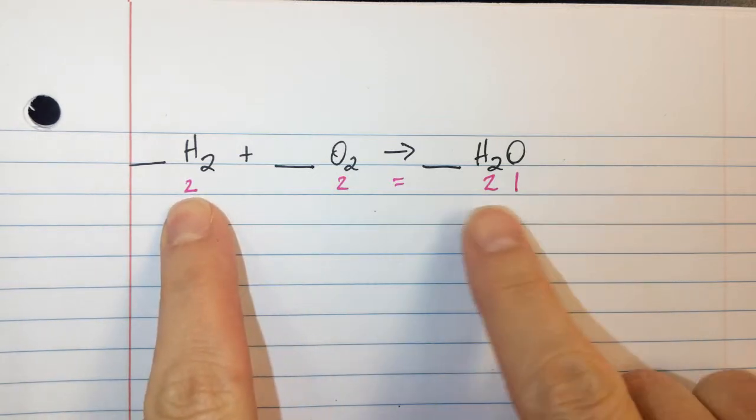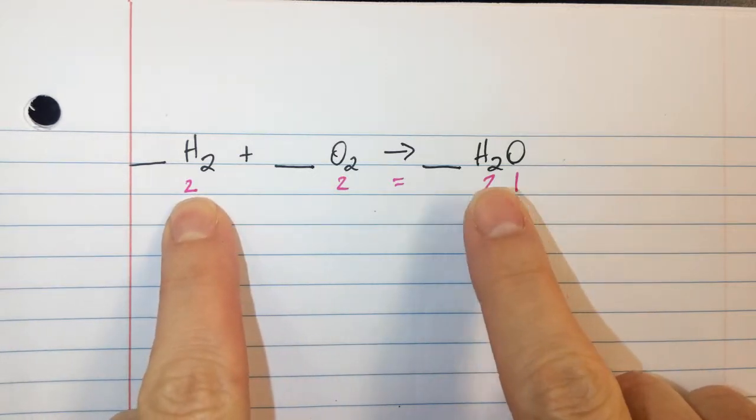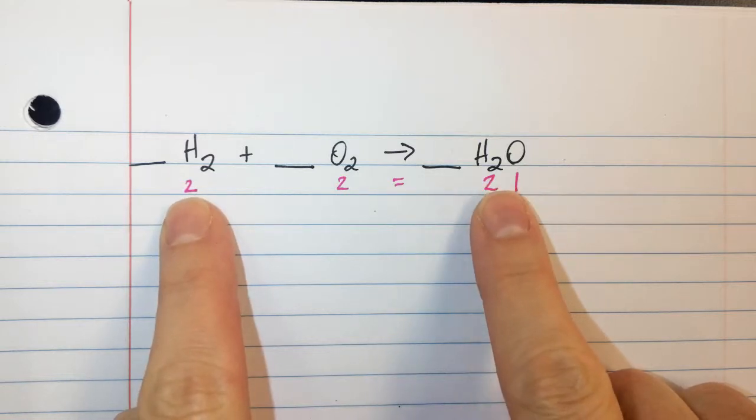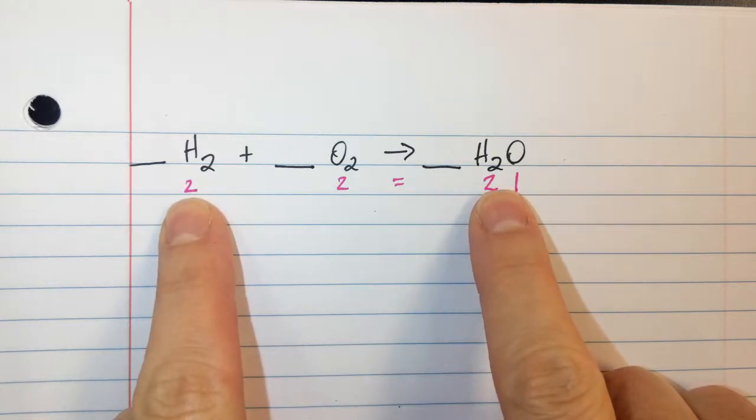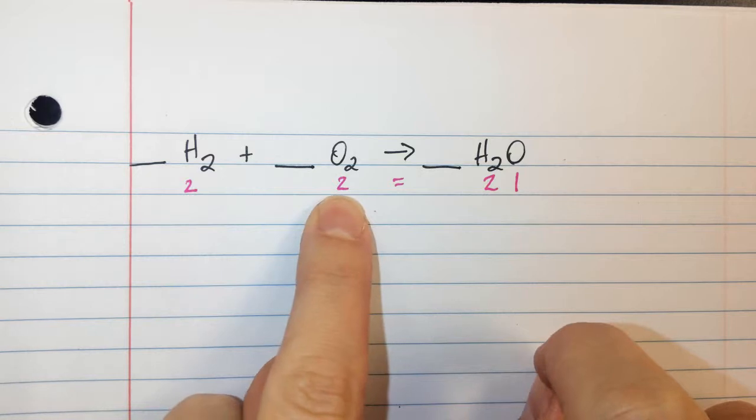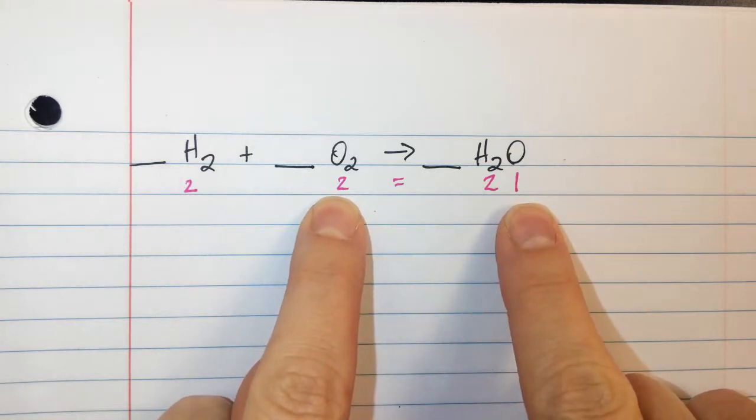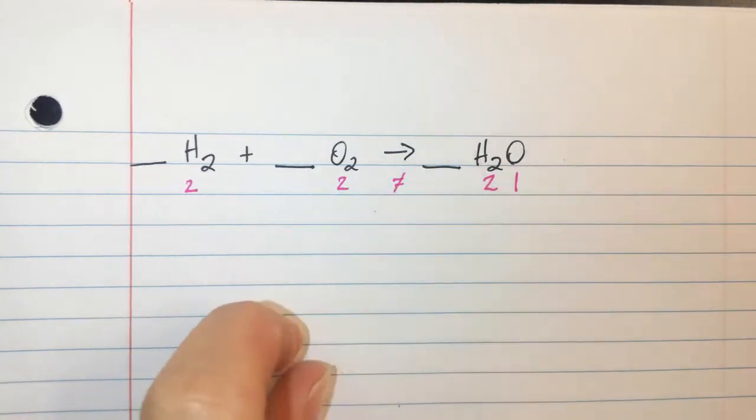Hydrogen on the left, hydrogen on the right. How does that look? Good. Leave them alone. Don't worry about them. Oxygen on the left, oxygen on the right. Not good. We're not equal.